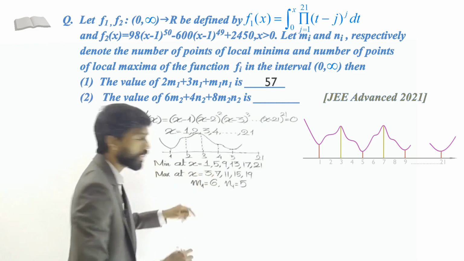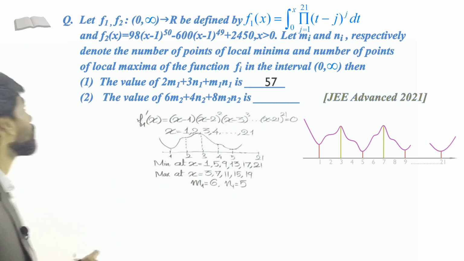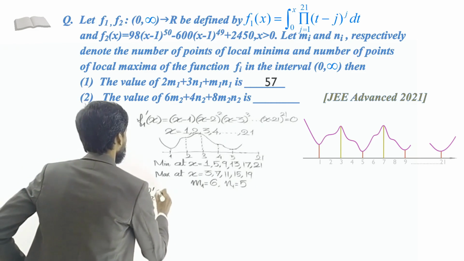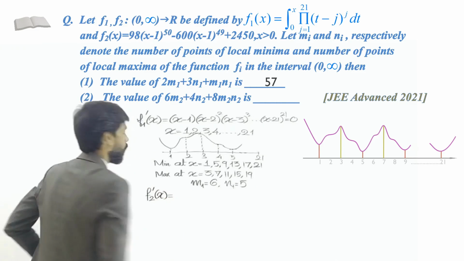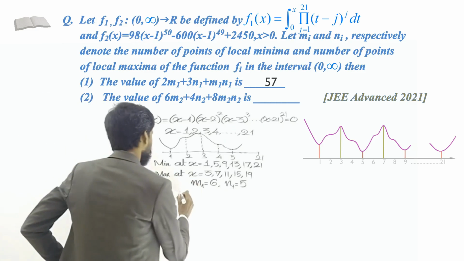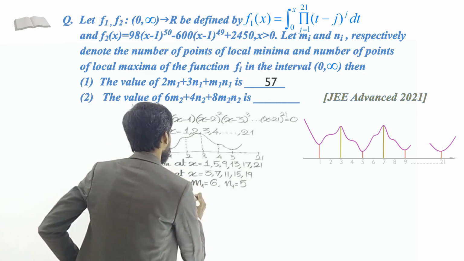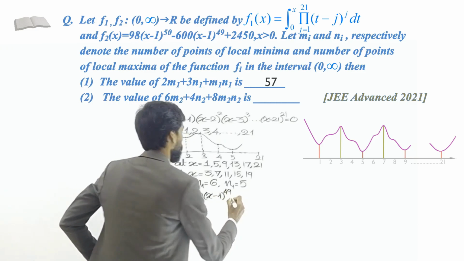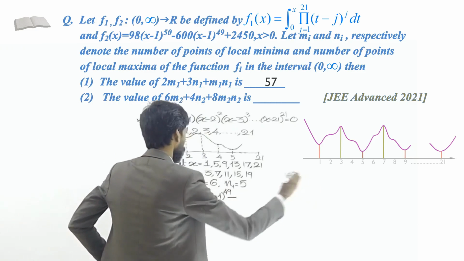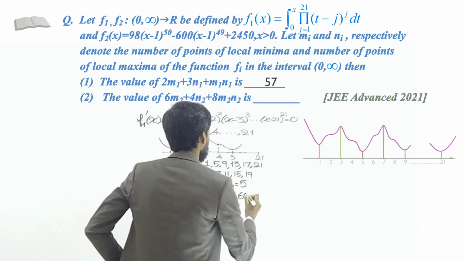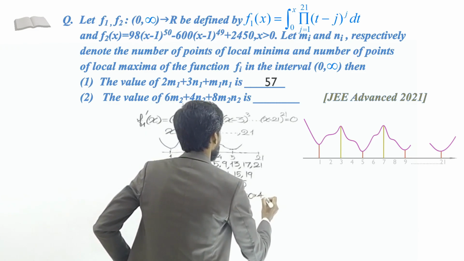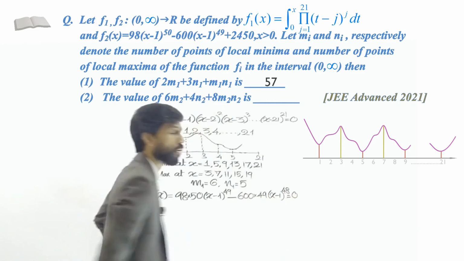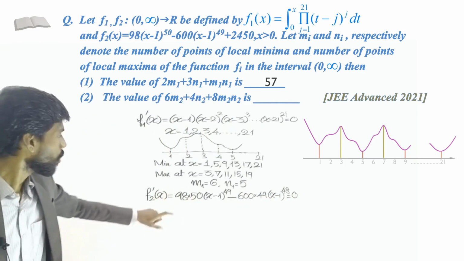And similarly, now we take the next function. So the next function is given. Now let us find the derivative of the next function, f2(x). Let me write the derivative directly here. Alright, so this is 98 multiplied by 50 multiplied by (x minus 1) to the power 49, minus 600 multiplied by 49 (x minus 1) to the power 48. That should be equated to 0. So this is the derivative.